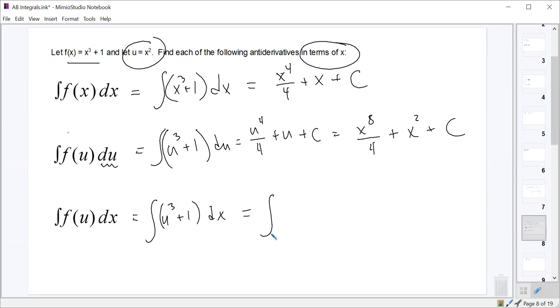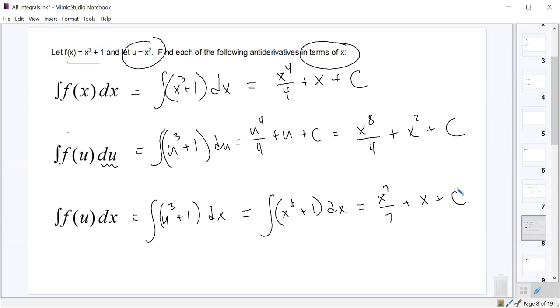Yeah. So what is u cubed in terms of x? That ought to be x to the 6 plus 1 dx. And what does that give us? That gives us x to the 7th over 7 plus x plus our constant.